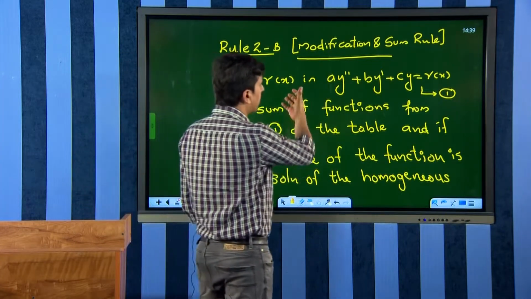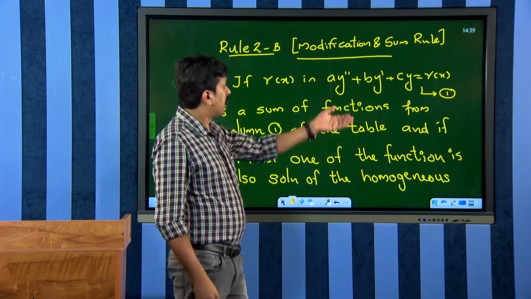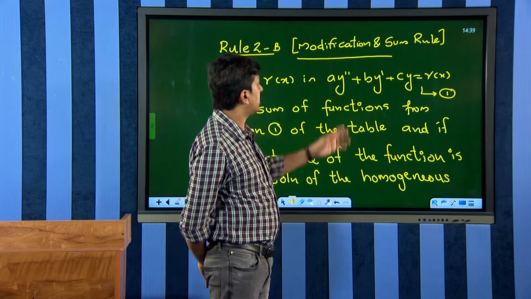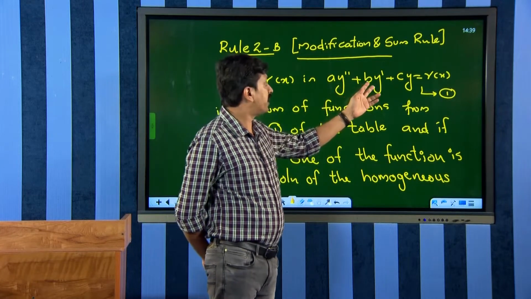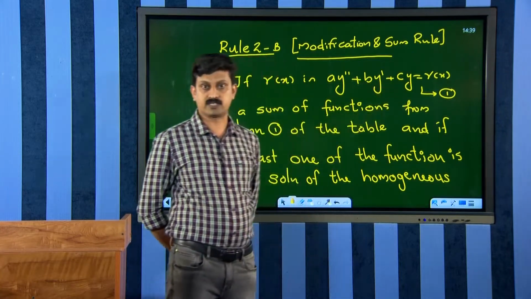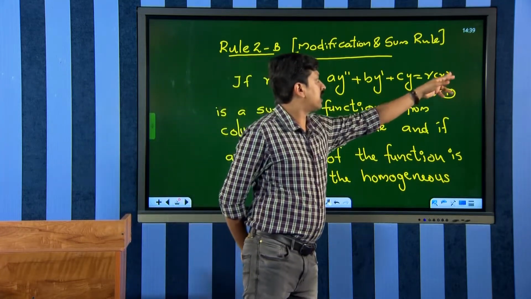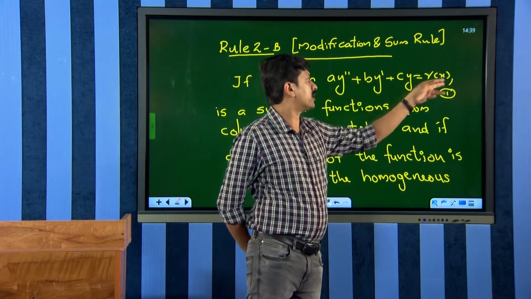My dear students, we have the general form of the linear non-homogeneous differential equation as ay double dash plus by dash plus cy is equal to r of x. And here r of x creates the non-homogeneous part on the RHS.